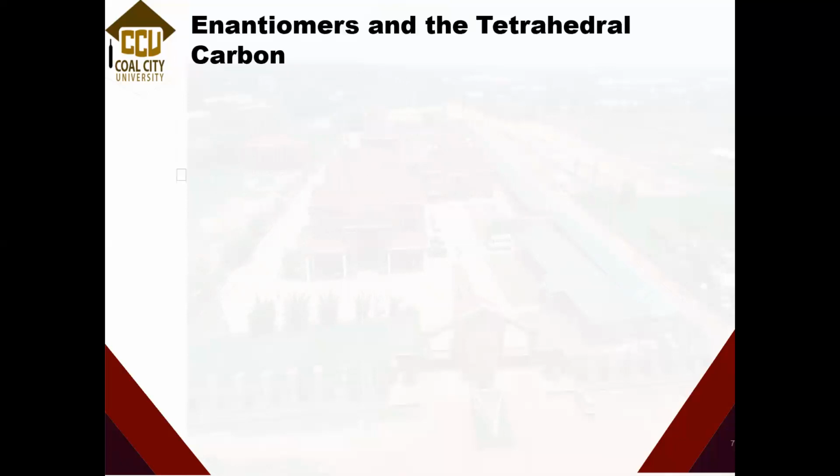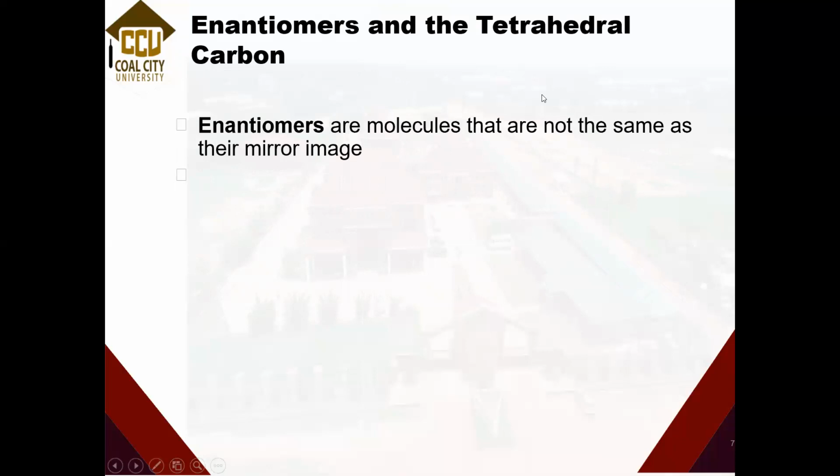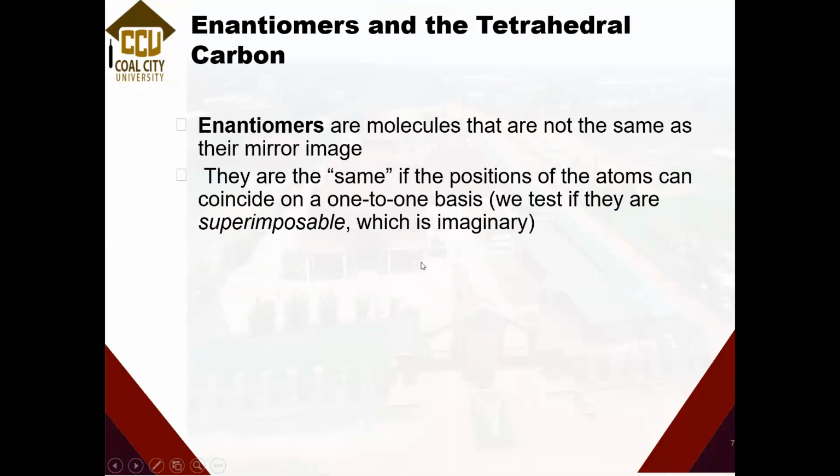So let's see enantiomers and the tetrahedral carbon. Enantiomers are molecules that are not the same as their mirror image. They are the same if the positions of the atoms can coincide on a one-to-one basis. We test if they are superimposable, which is imaginary. We say it is imaginary because we are dealing with a plane structure, the one we are going to be displaying here. But in real life, these molecules are not planar. They have a three-dimensional structure.